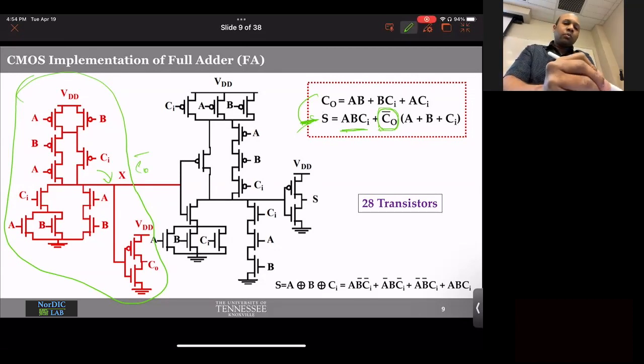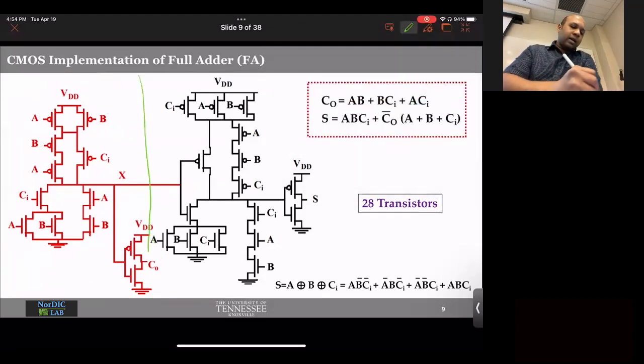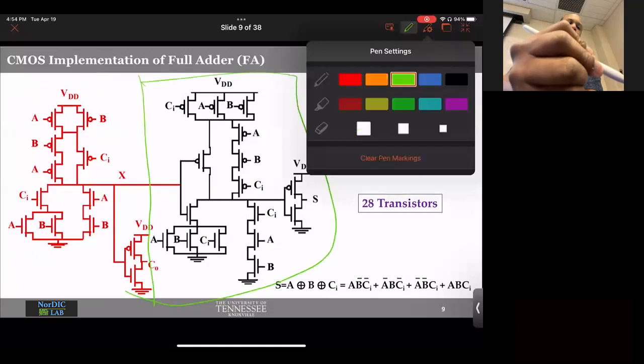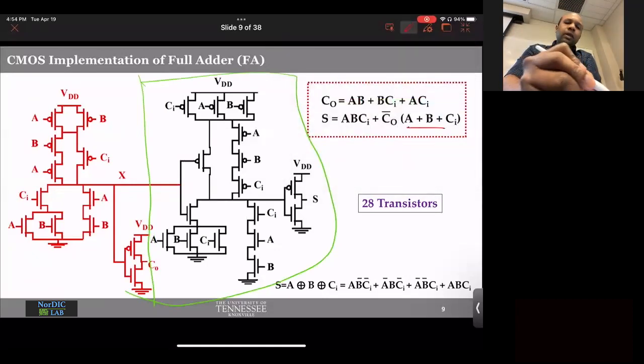Okay, so we will be implementing this portion here, right here, in this section. Okay, so let's try to make sense of it. A plus B plus C. Do you see that? A, B, C in parallel. And you have a C out bar in series. This is nothing. What was this guy? C out bar. The C out bar is in series with it.